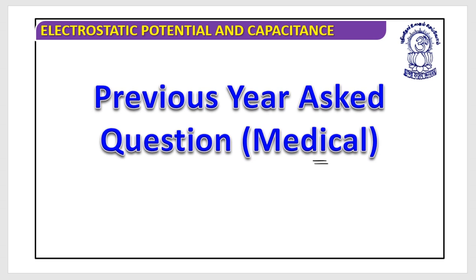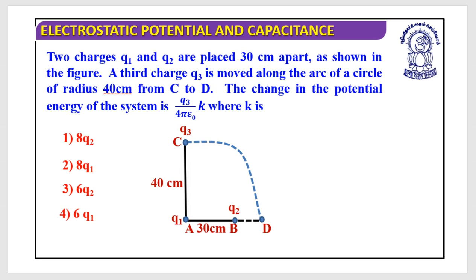Let's begin then. This is the first question of today's session. Let's have a look at what the question is all about. It says that two charges Q1 and Q2 are placed 30 centimeter apart. This is Q1, this is Q2, as shown in the figure. A third charge Q3 is moved along the arc of a circle of radius 40 centimeter from point C to point D. The change in the potential energy of the system is Q3 by 4 pi epsilon naught times K, where K is what you need to find out.